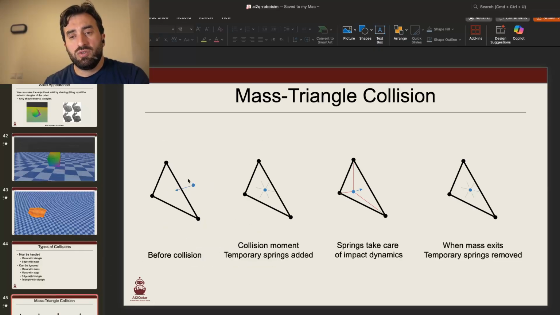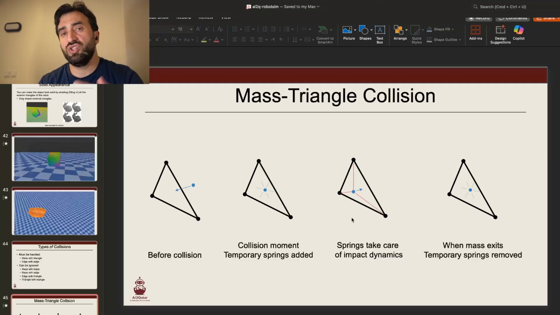So if you consider this triangle, it has three edges, and there's a mass that collides with this triangle. You need to handle this. You have springs that are connected to the point of collision, and these springs are supposed to take care of this collision. You only apply these springs when the collision happens. So right before then, there is no spring, but once the mass hits the surface of the triangle, then you need to add these springs and then calculate how it affects the dynamics of the object and the system overall. And when the mass exits the triangle, you remove those temporary springs.